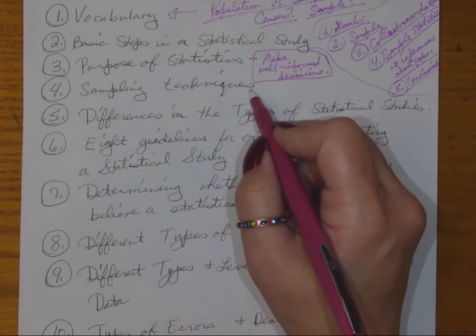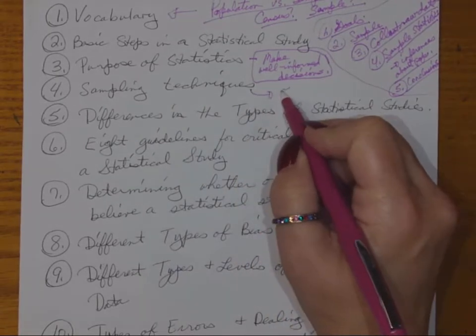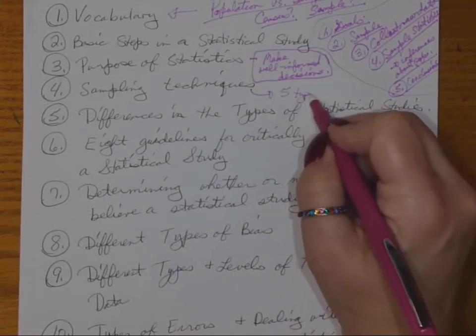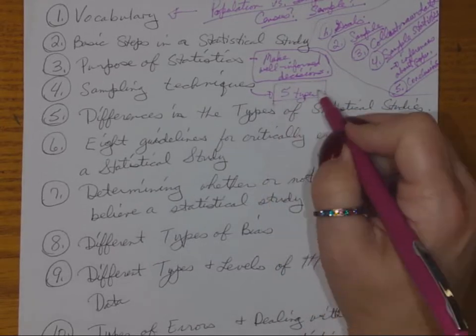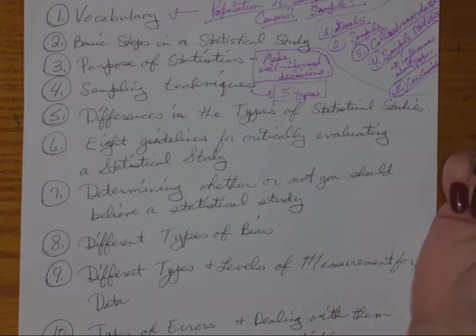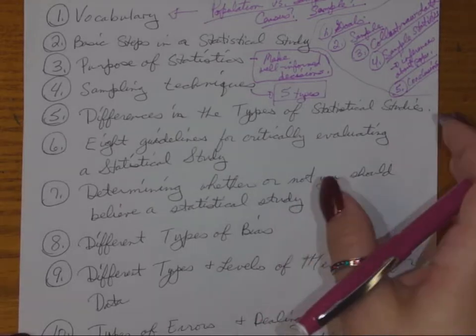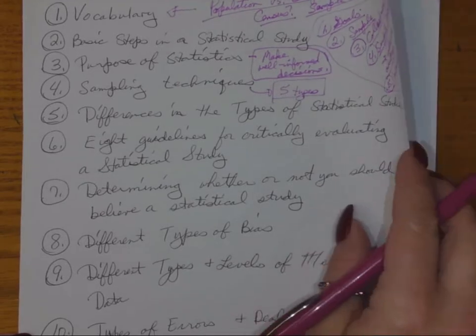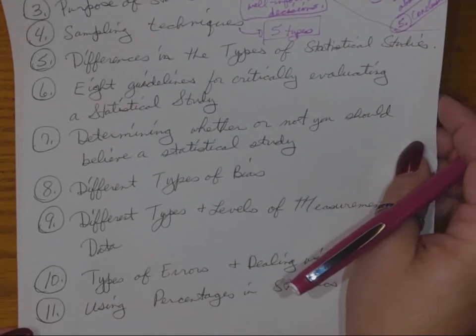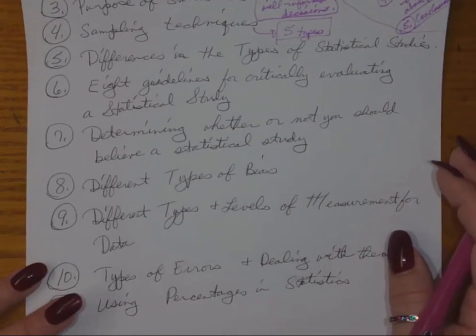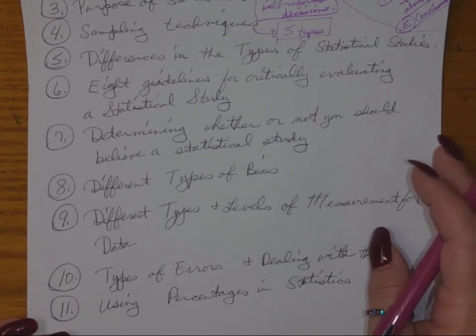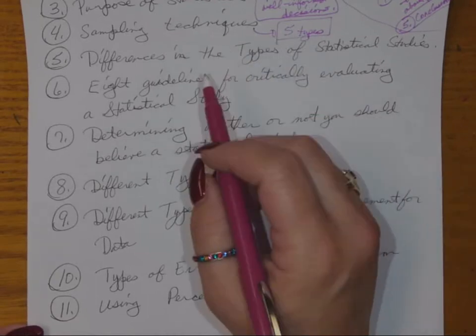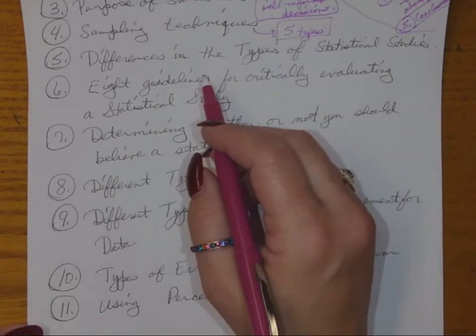Okay, sampling techniques. In our class, there are at least 5 types. Okay, there's random, there's systematic, there's convenience, there's clustering, and there's stratified. So go back and look at that. I'm not going to go into that. I've already made videos on that. So if you didn't watch those videos, go back and watch the sampling techniques video. There was a sampling activity. There's all kinds of homework on this, so make sure you can do it.